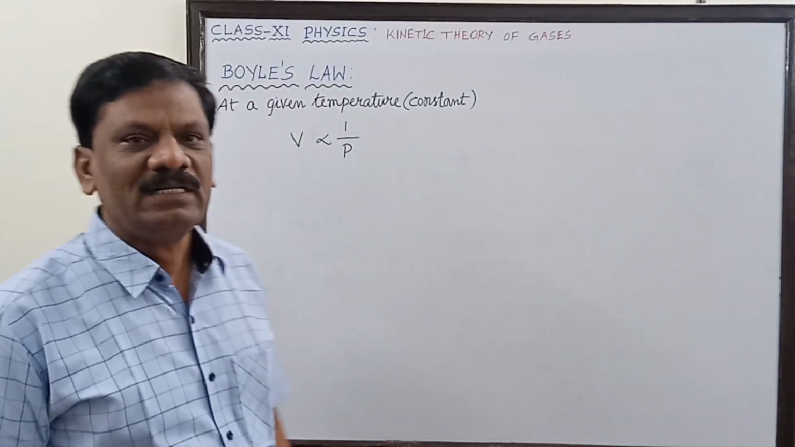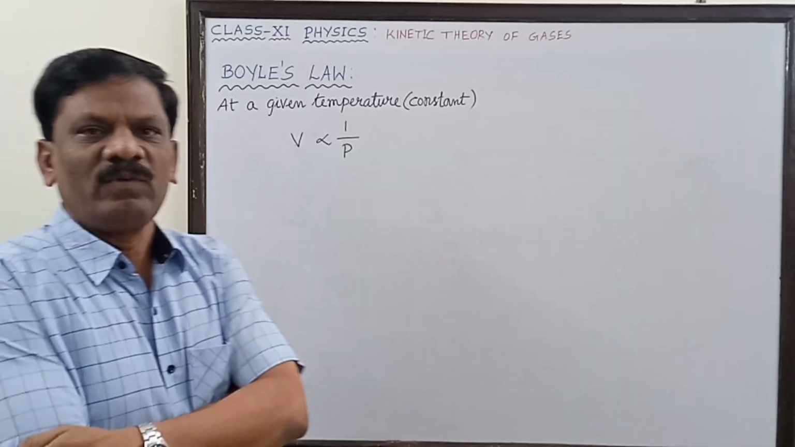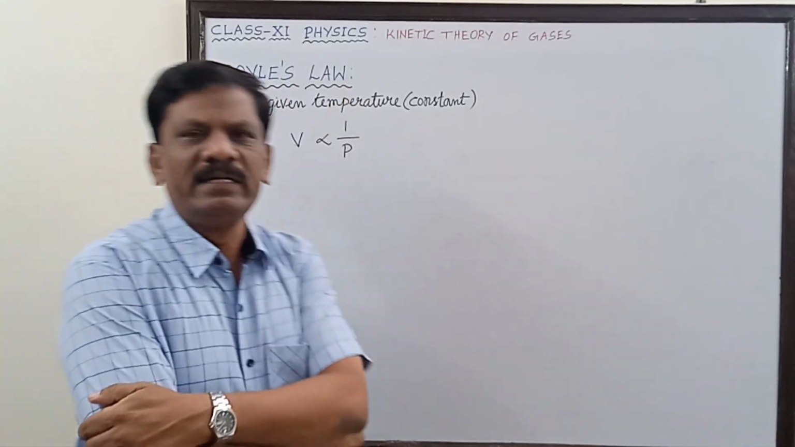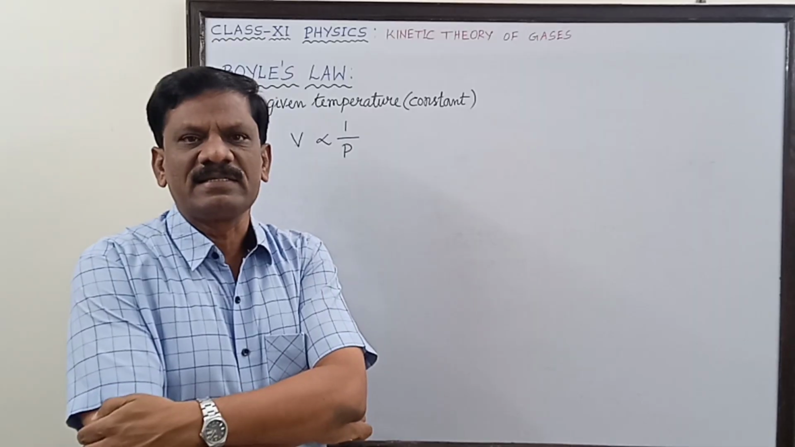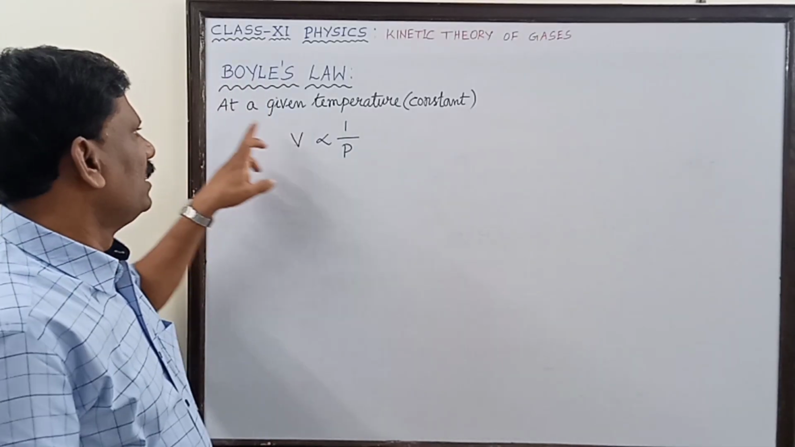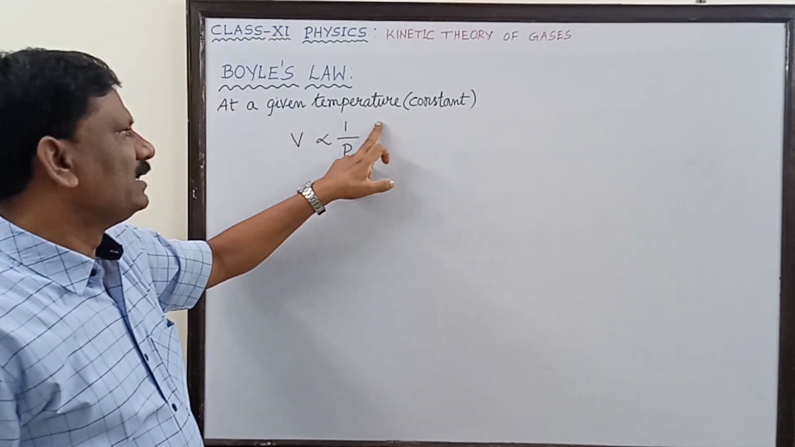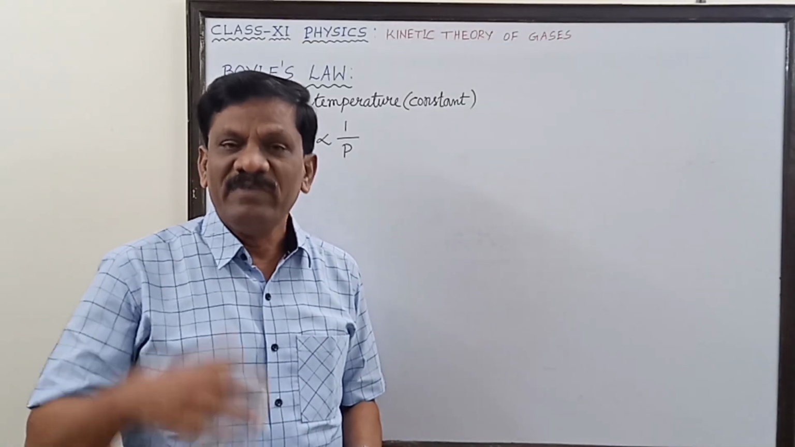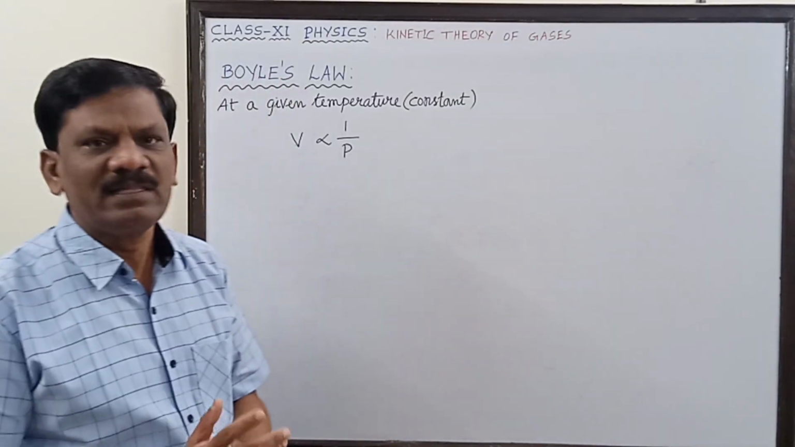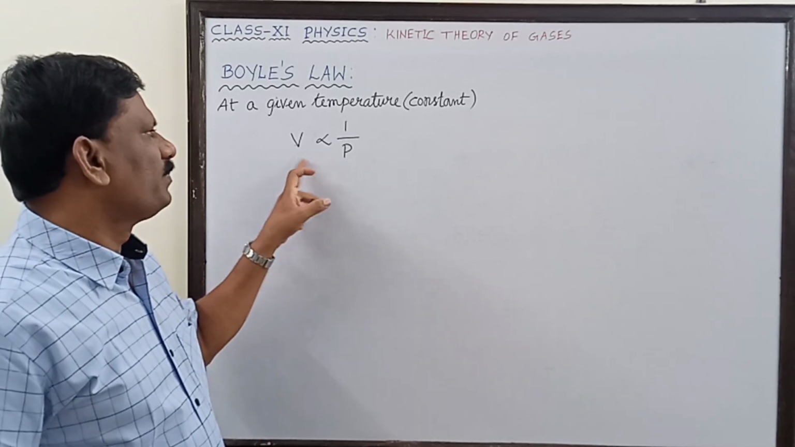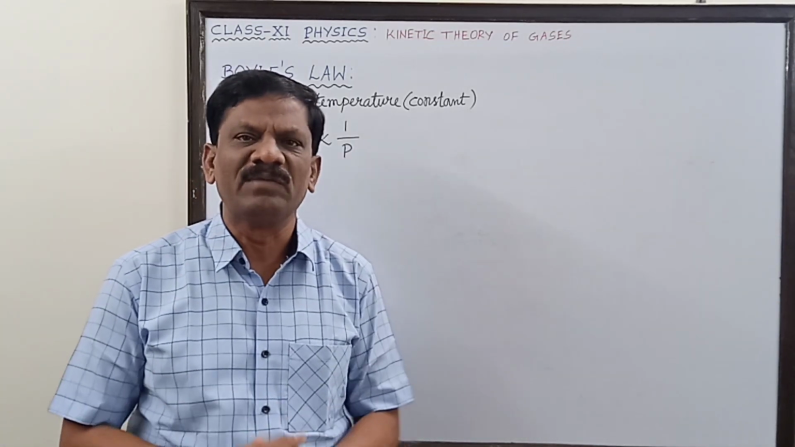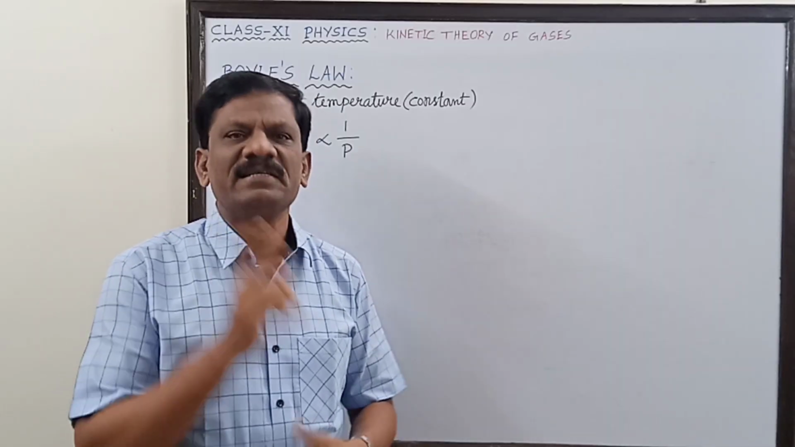Hi students, now we are going to explain what is Boyle's law. Already you must have studied Boyle's law in your lower classes, isn't it? The statement is: at a given constant temperature, the volume of a certain mass of a gas varies inversely as the pressure. So V is proportional to 1 by P, or PV is equal to constant when the temperature remains constant. But now the same we are going to prove.